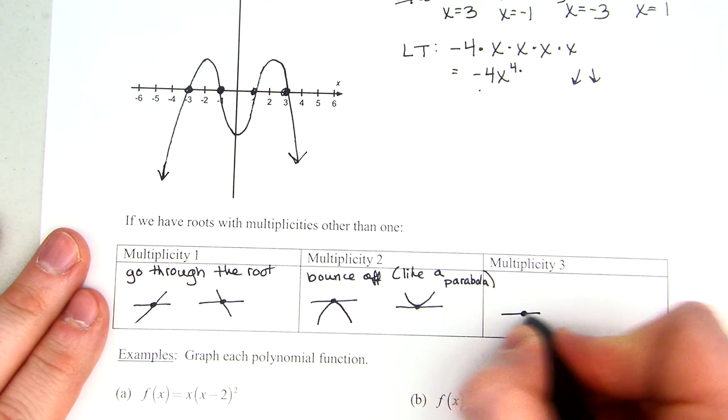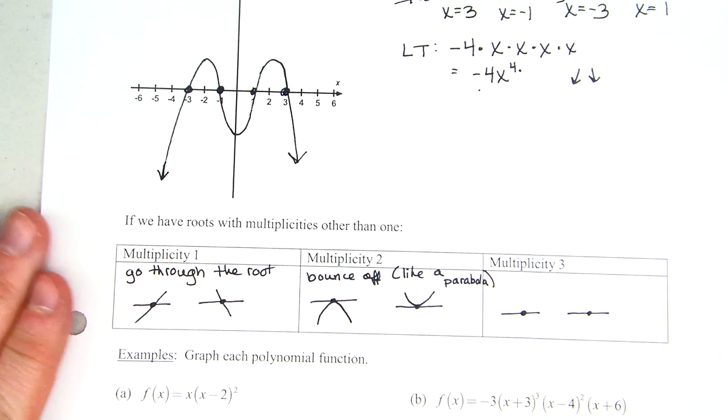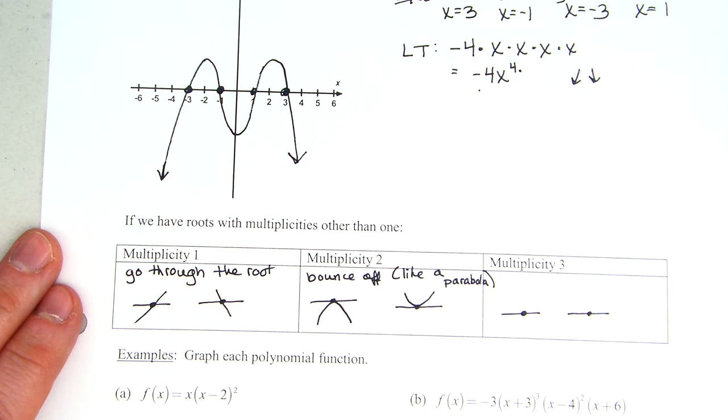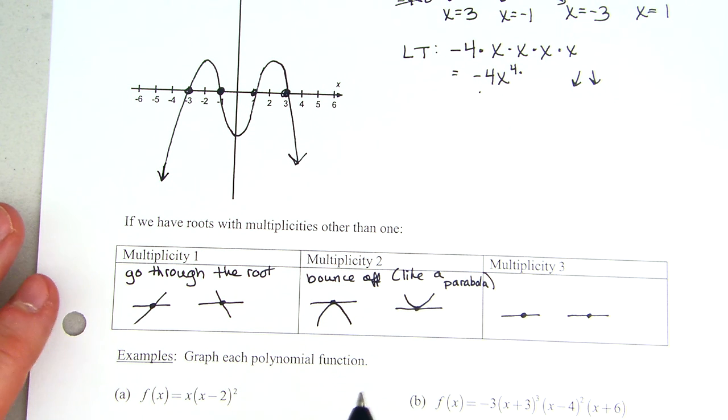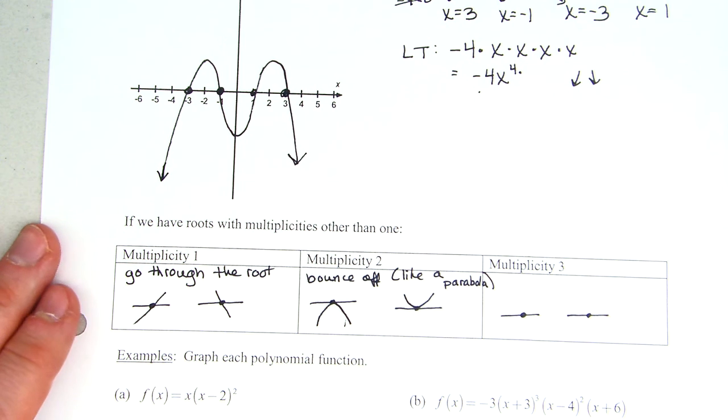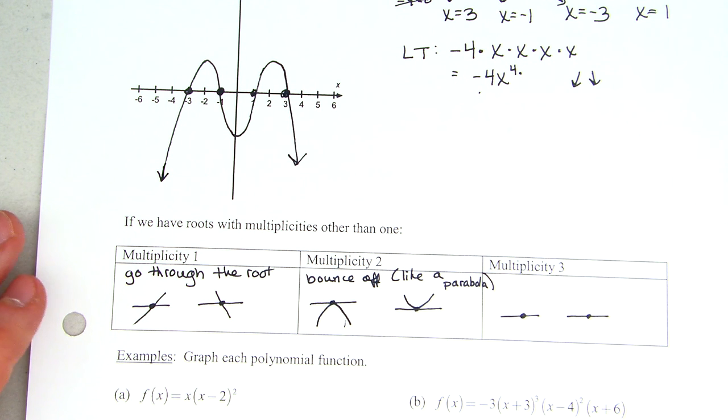Finally, if my multiplicity is 3... Multiplicity of 1 was kind of like a degree 1 function, like a line, like a linear function going straight through. Multiplicity of 2 is kind of like a function with a degree of 2, bounce off like a parabola. Multiplicity of 3? Well, you know if we have y equals x cubed, it's that cubic function.